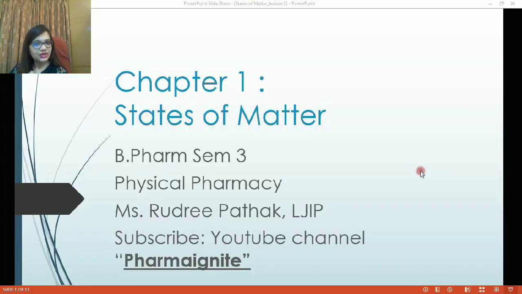Now we are going to focus on what are the three basic states of matter and what are two other states of matter which are less explored, but still it is there in your curriculum. So let's begin with our states of matter chapter. Okay, so let's begin with our chapter on states of matter.